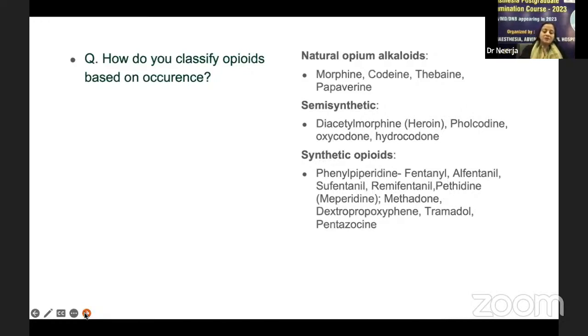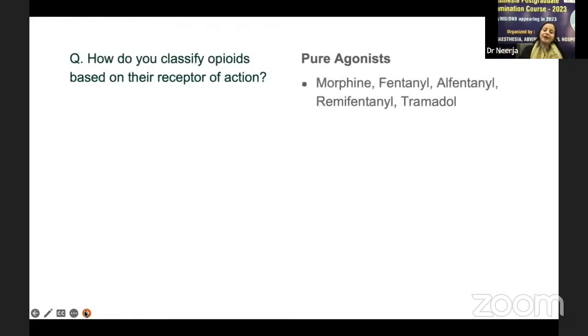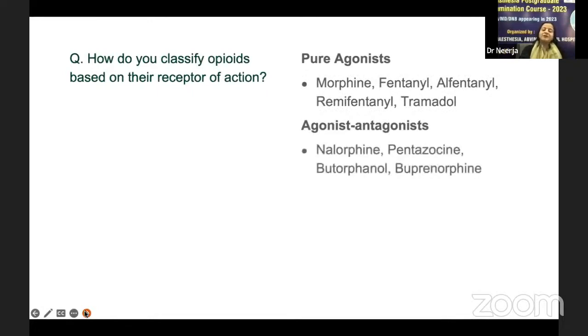Another classification is on the basis of the receptors. As I told you, there are 3 types of receptors. And all these drugs have specific activity on different receptors. So like for pure agonists, morphine, fentanyl, alfentanil, remifentanil, and tramadol, they are the ones which act on mu. Agonist, antagonist, and only antagonist are also there, right?